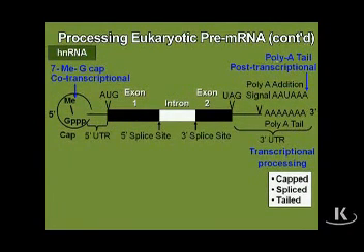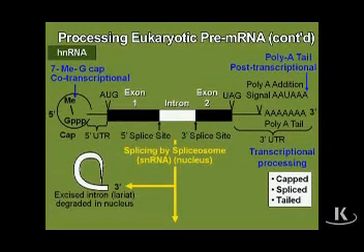Incidentally, the poly A tail is added post-transcriptionally. So only after transcription is complete can the poly A tail be added, whereas the cap was added co-transcriptionally. And there's some debate as to whether or not the splicing happens co-transcriptionally or post-transcriptionally. You wouldn't be asked about that.